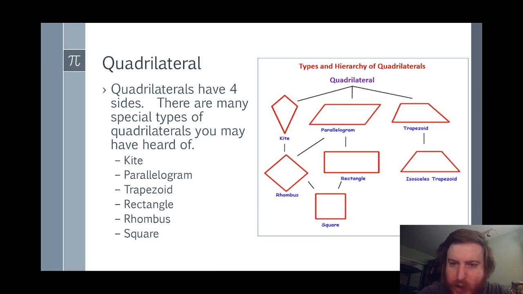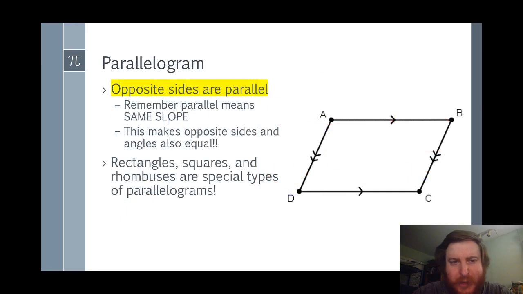Then same thing coming down here. A parallelogram is a quadrilateral. A rectangle is a type of parallelogram. And a square would be a type of rectangle and a type of parallelogram. So that's how that works. And so when we get into this, we want to make sure that we realize what properties each of these have.